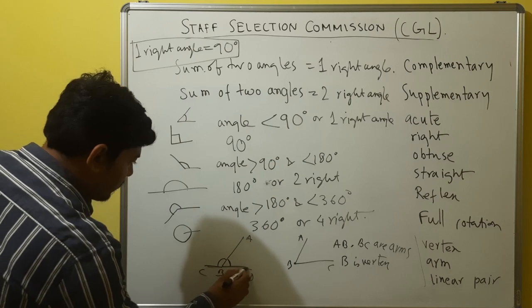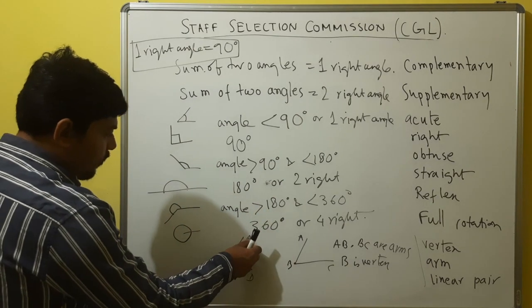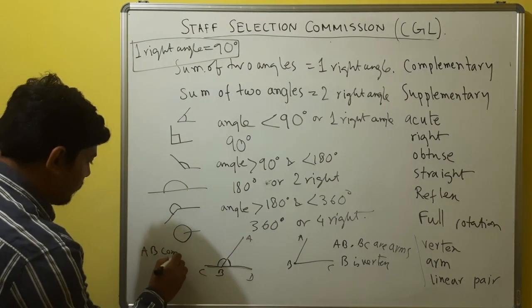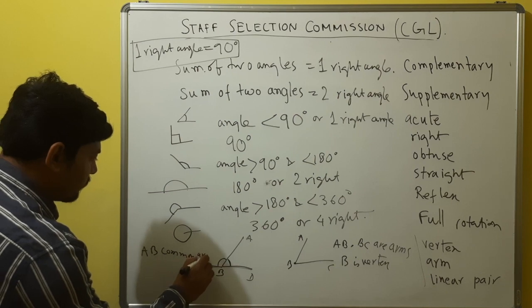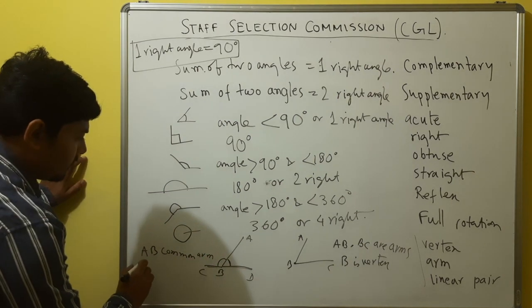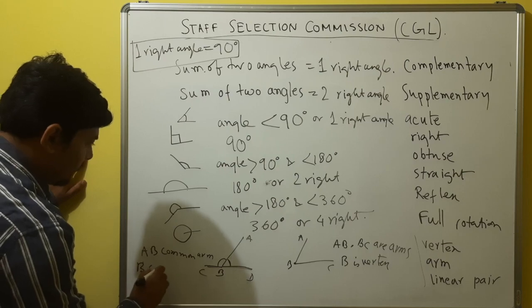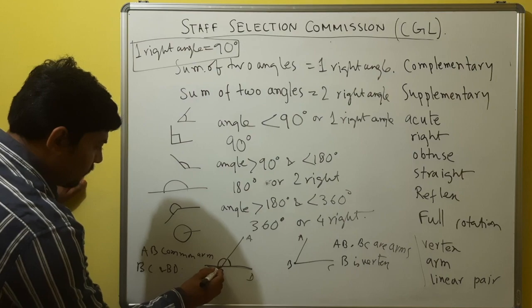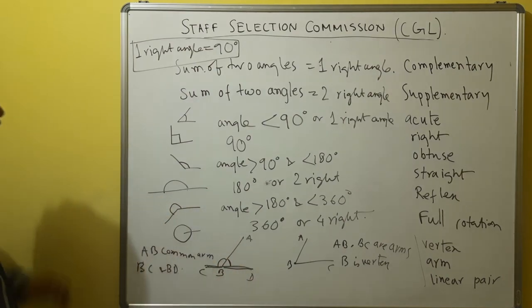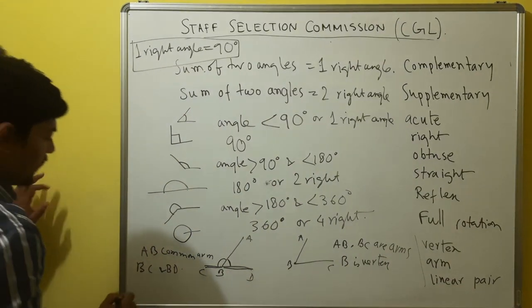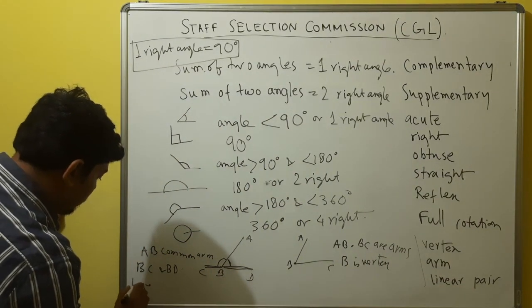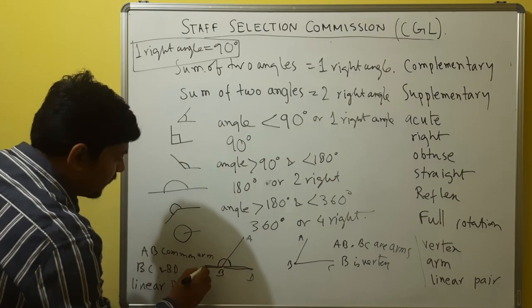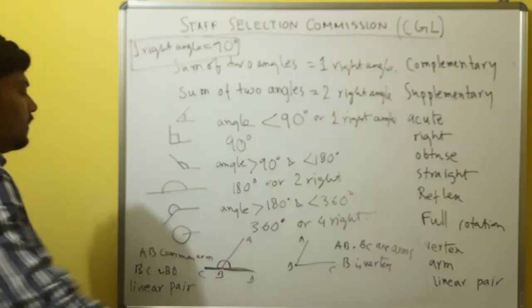Now, let's say this is A, this is B, this is C, D. In this part, there are two angles formed. AB is a common arm. But BC and BD, these two are called linear pair because they are on the same straight line. So they are called linear pair.